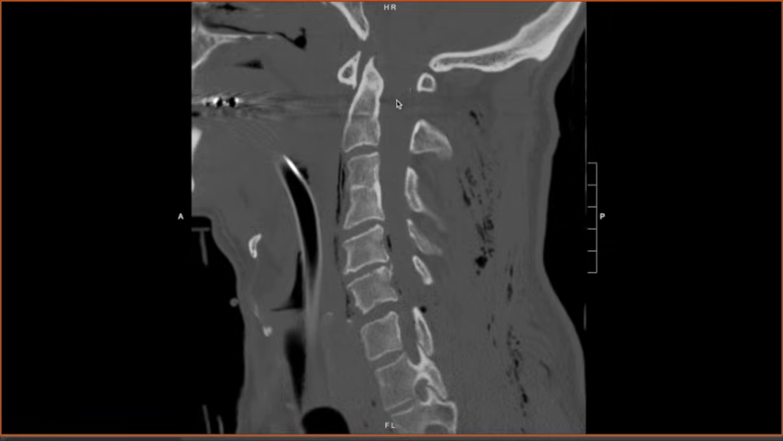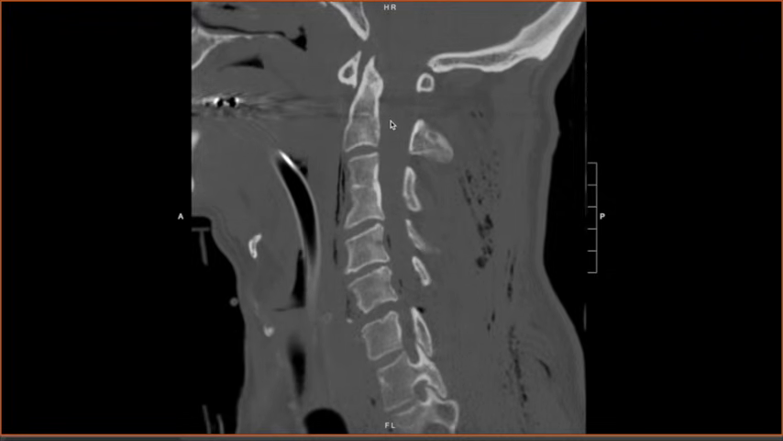Next, we look at the pre-dens space, or the articulation in the midline between C1 and 2. It's okay inferiorly, but it's too wide superiorly. This V shape can be seen in normal situations, but it can also indicate transverse ligament laxity. Remember that the transverse ligament holds the dens up against the anterior process of C1.